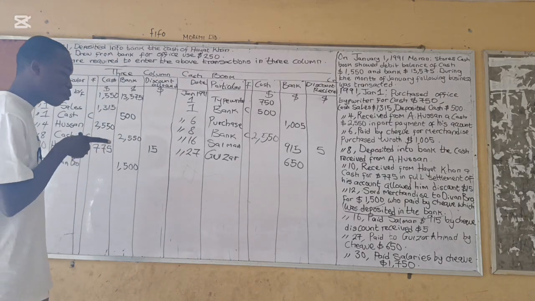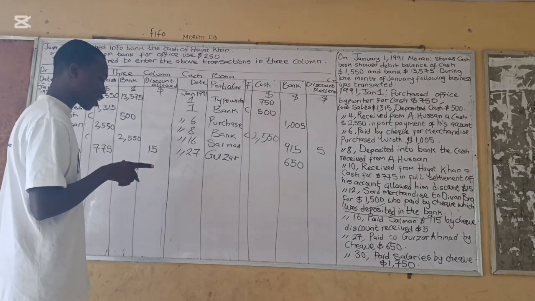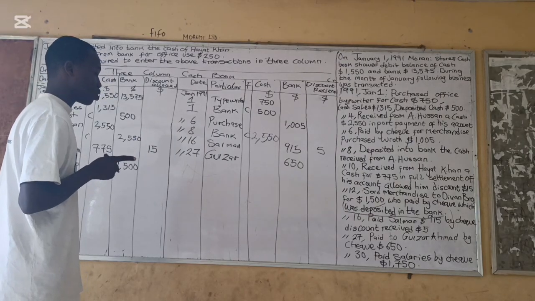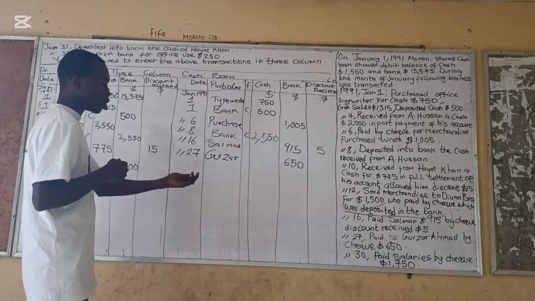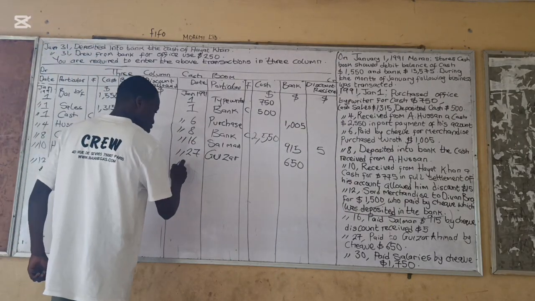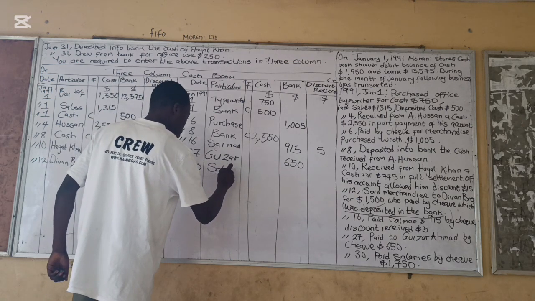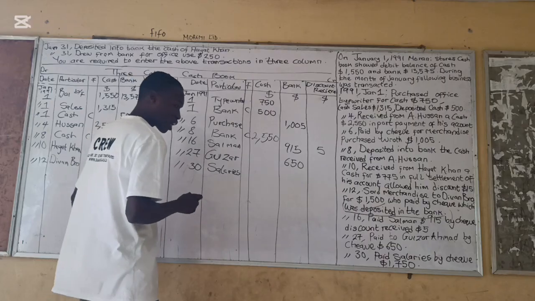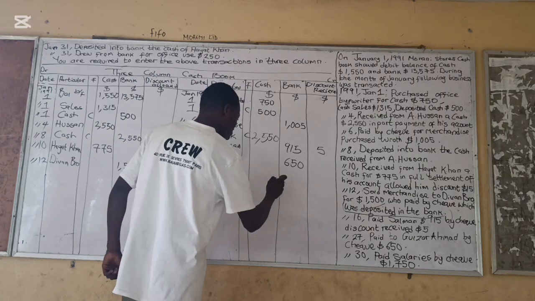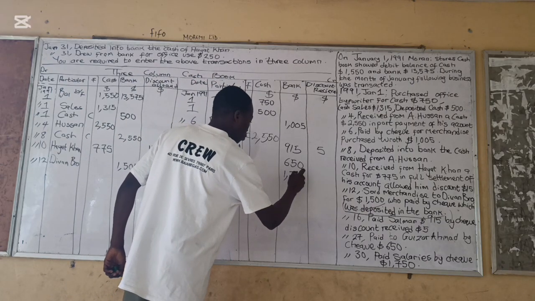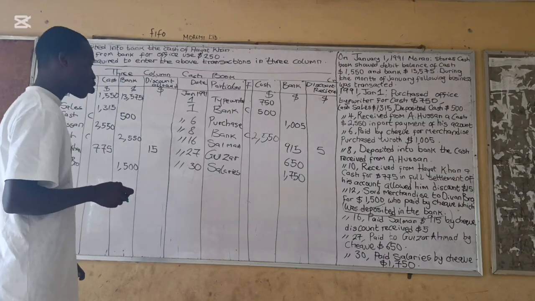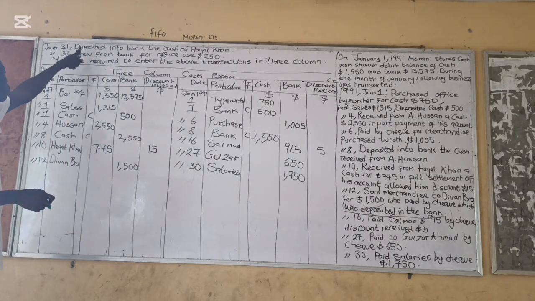Now on the 30th, you have paid salaries by check 1,750. You paid salary, it's also going to your credit side. They are making payments, which is on the 30th. What you make payment for is salaries. Cash or check. You have check 1,750. You get it now.